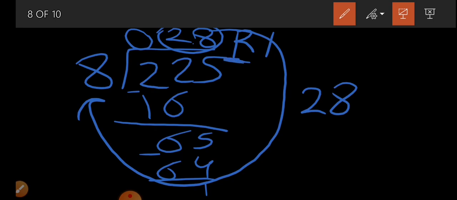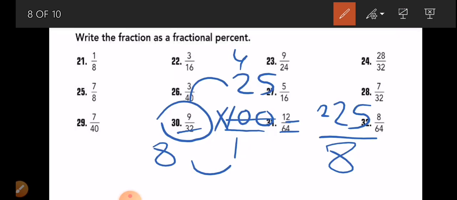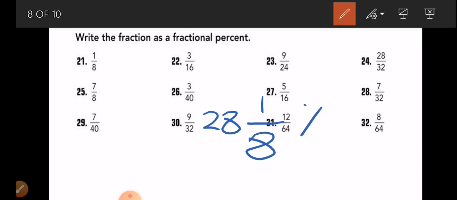28 and 1 over 8. Don't forget the percent form, because this is a percent. So fractional percent means a percent with a fraction. Your remainder, you will put it as a fraction.